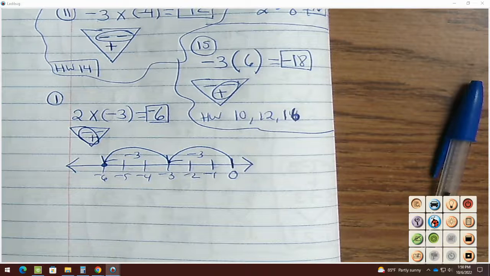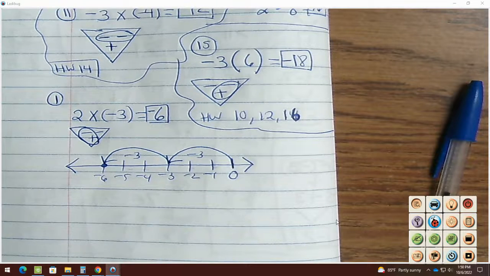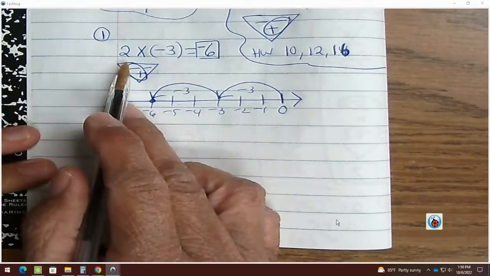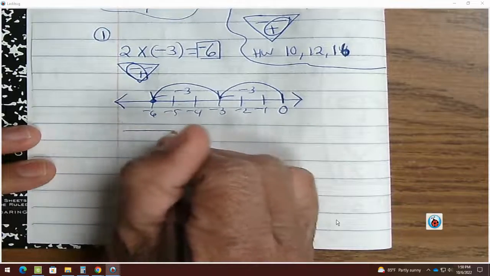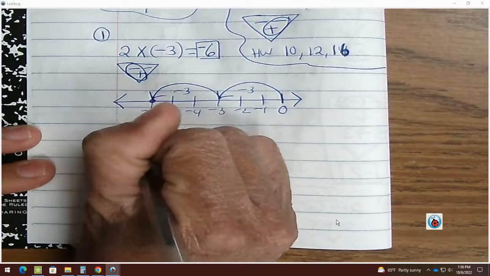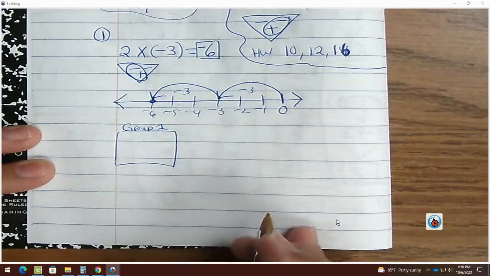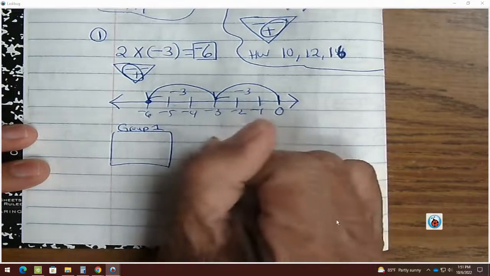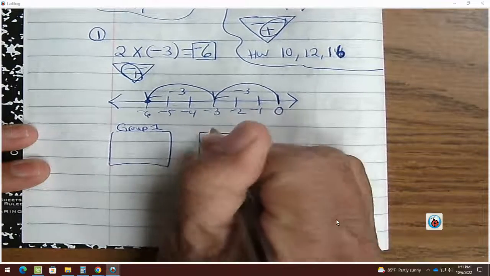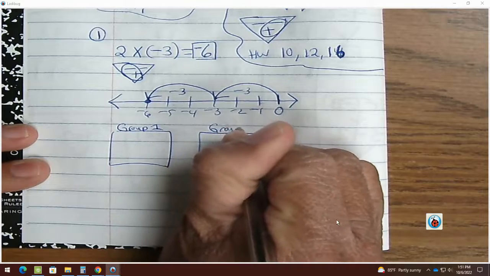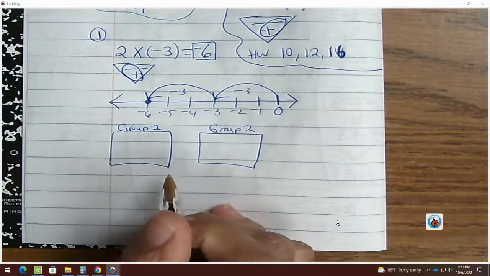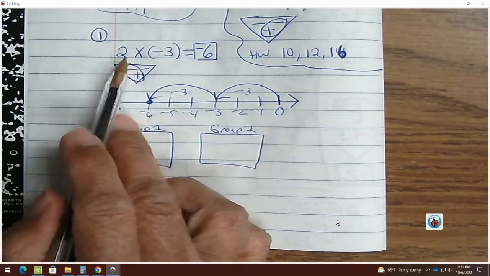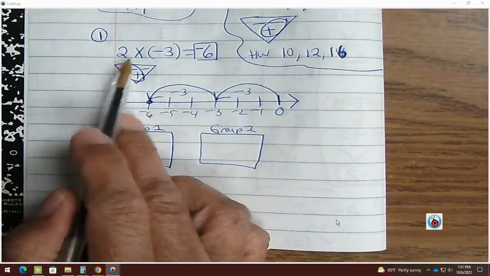Now here's the other way you can show me. How many groups do you have? 2. So I'm going to say, okay, you are going to be called group 1. So let's put here group 1. Okay, yes, this is another way you can show me. Let's draw group 2. Why did I draw 2 groups? Because it says 2 groups of negative 3. Dos grupos de negativo 3.